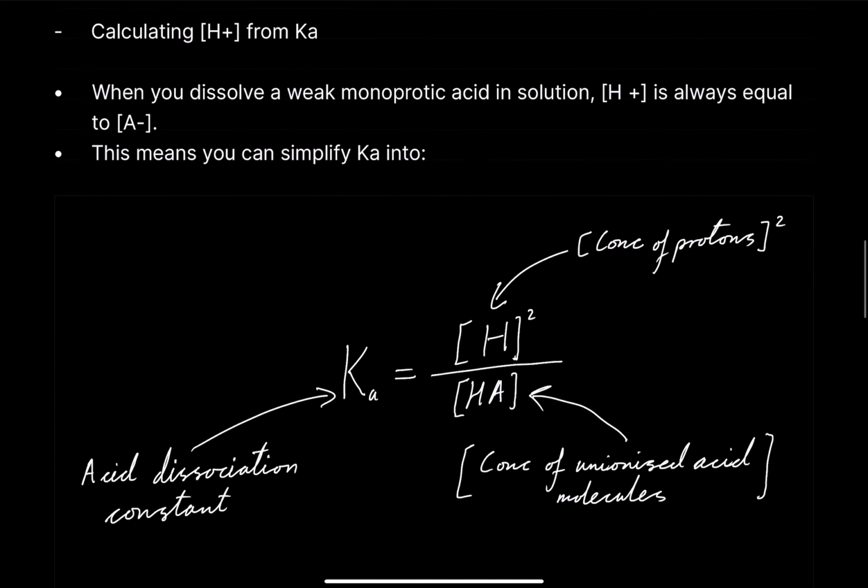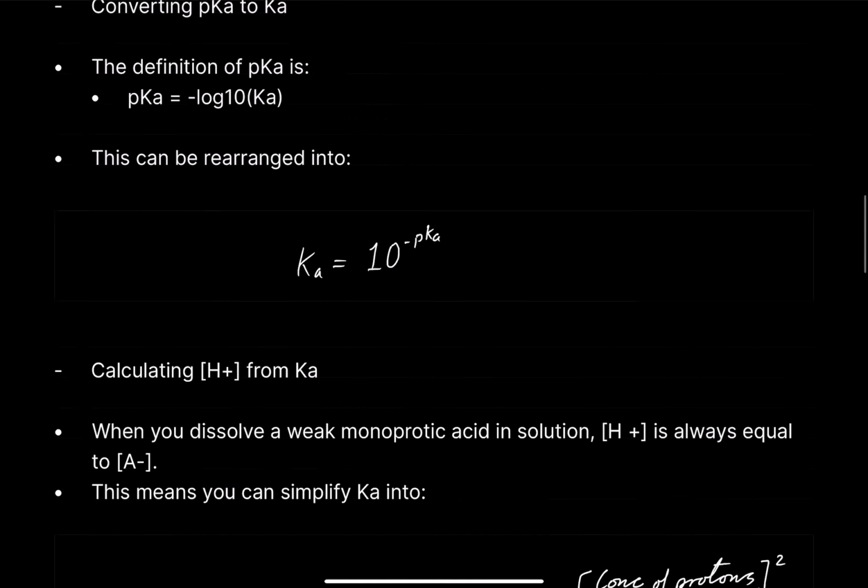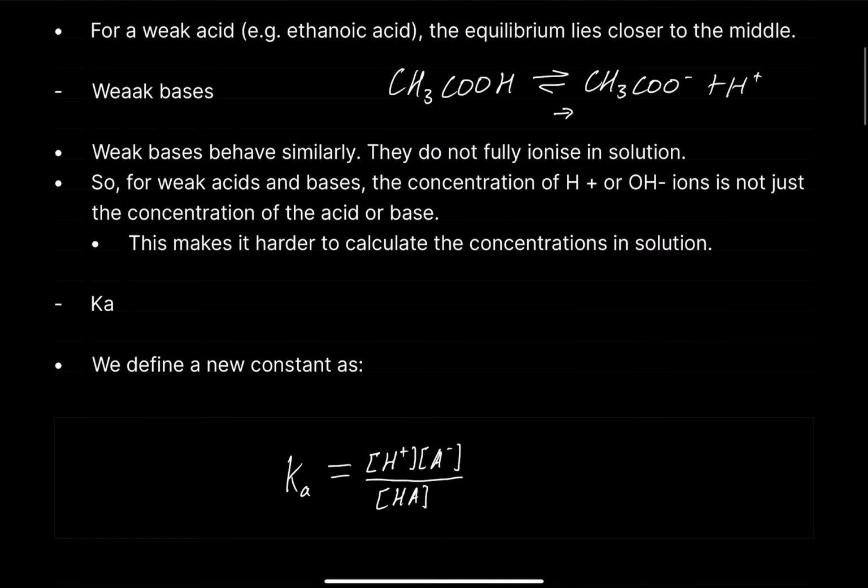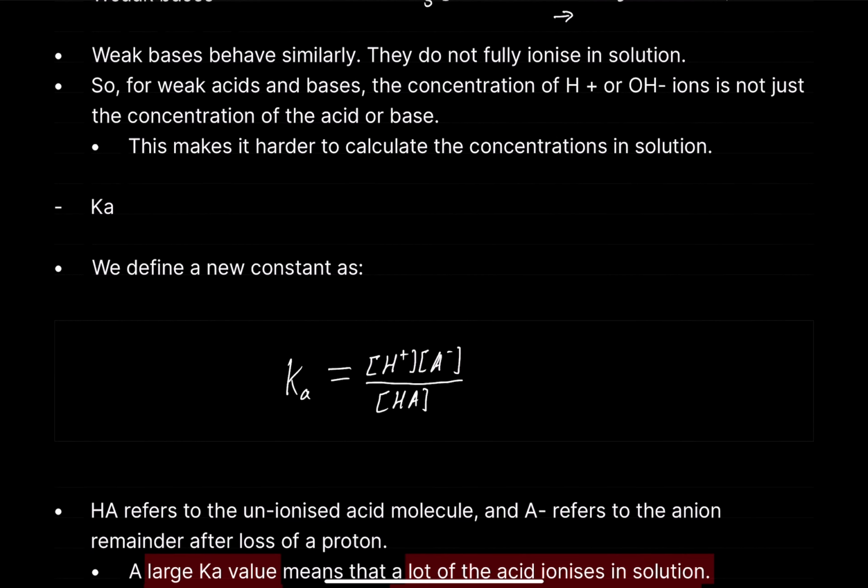So, calculating H plus from Ka. When you dissolve a weak monoprotic acid in solution, H plus is always equal to A minus. And this means you can simplify the Ka into this equation here. So when you dissolve a really weak monoprotic acid in solution, the concentration of H plus is so small, because we go back to this equation here, right?